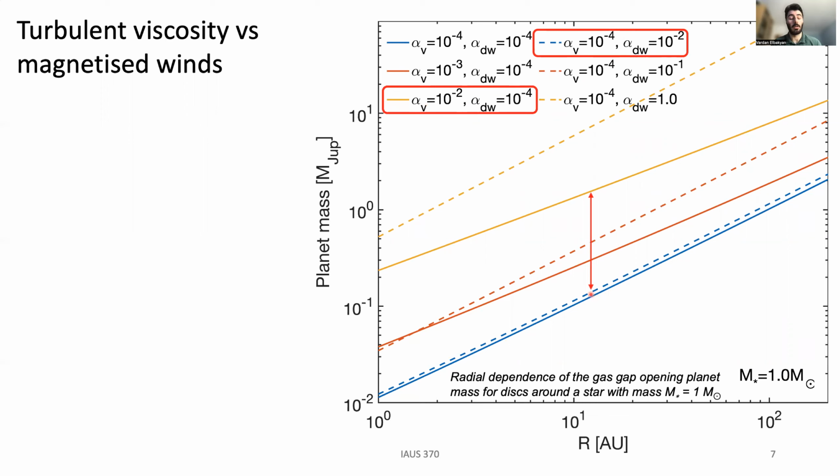We have about an order of magnitude difference in the masses of the planets which open the gap in the disk, and as you can see, a much lower mass planet is needed when the mass and angular momentum in the disk is powered by the disk wind and not the turbulent viscosity.